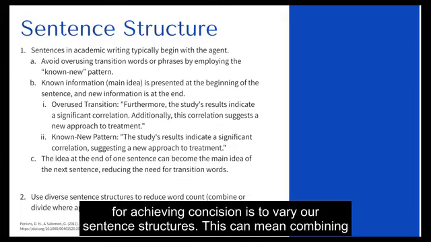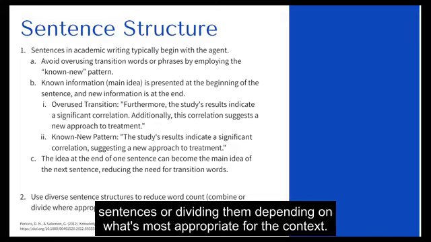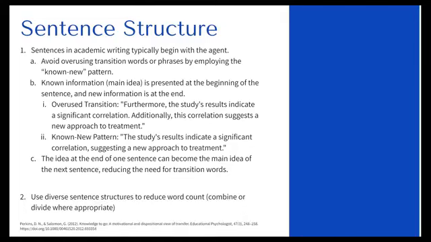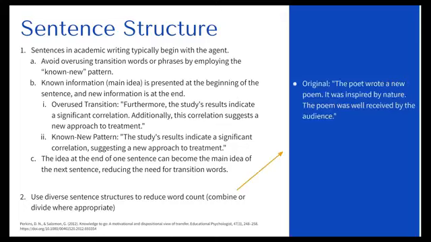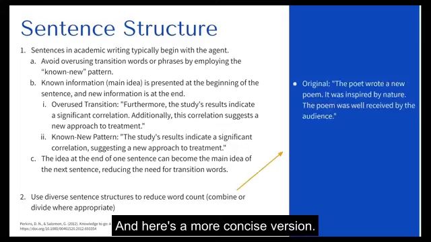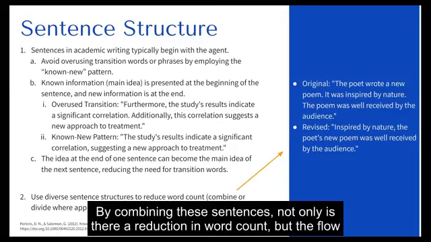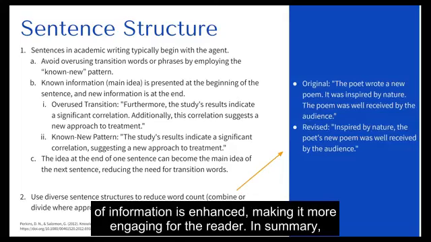Another strategy for achieving concision is to vary our sentence structures. This can mean combining sentences or dividing them depending on what's most appropriate for the context. Let's look at this example here. And here's a more concise version. By combining these sentences, not only is there a reduction in word count, but the flow of information is enhanced, making it more engaging for the reader.